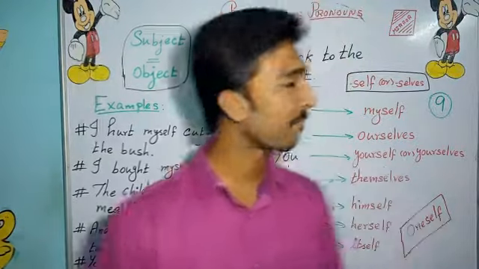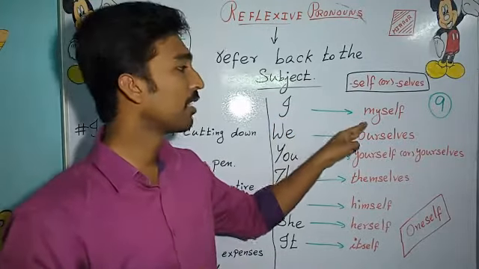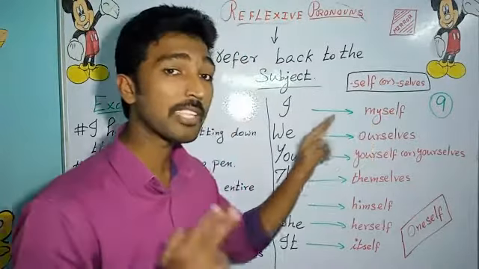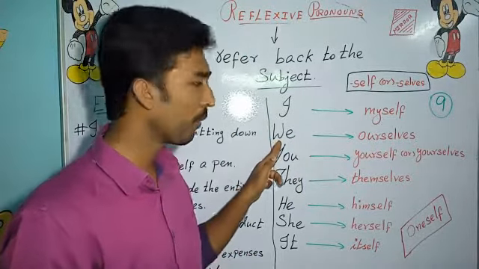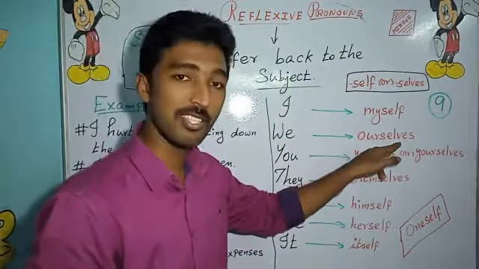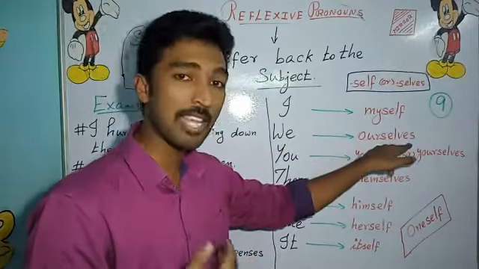Let us check. I, first person singular. The reflexive pronoun for I is myself. And the second one, we, first person plural. And the reflexive pronoun for we is ourselves. We is plural, so we use ourselves.